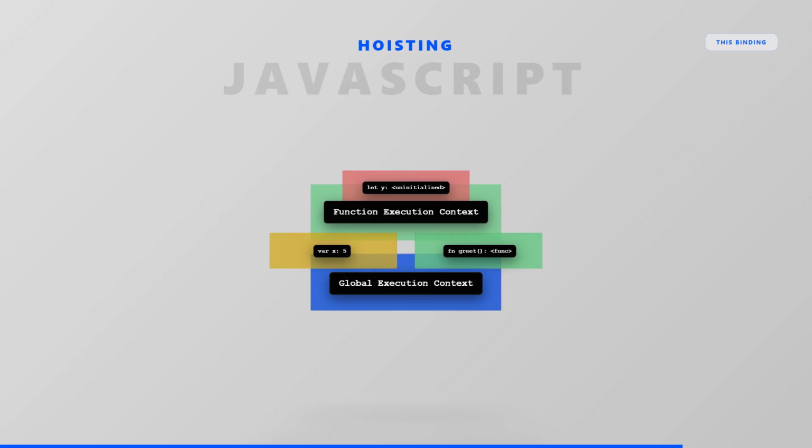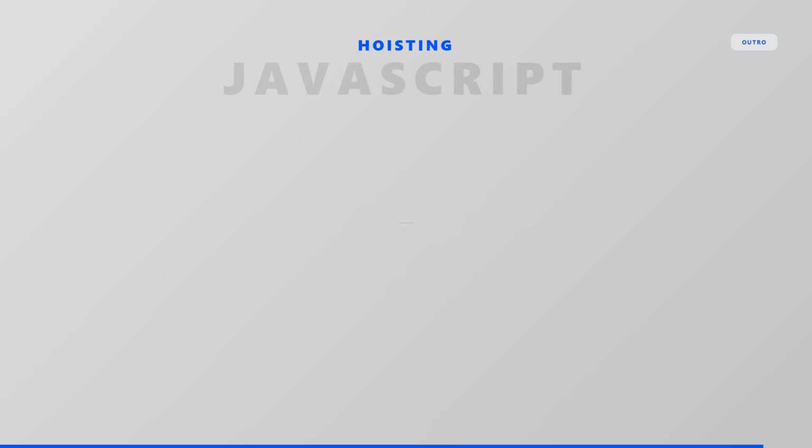The execution context also creates the this binding and a reference to the outer environment for the scope chain. These three things, variable object, scope chain, and this, form the execution context record.